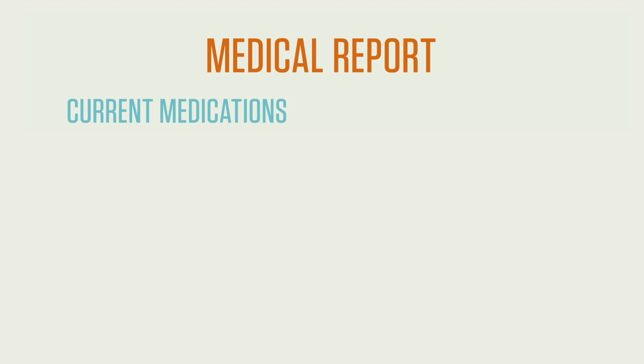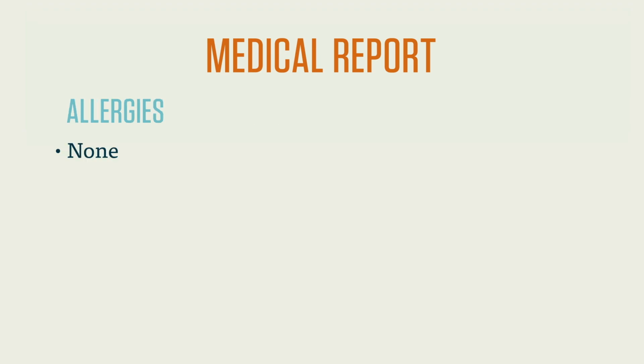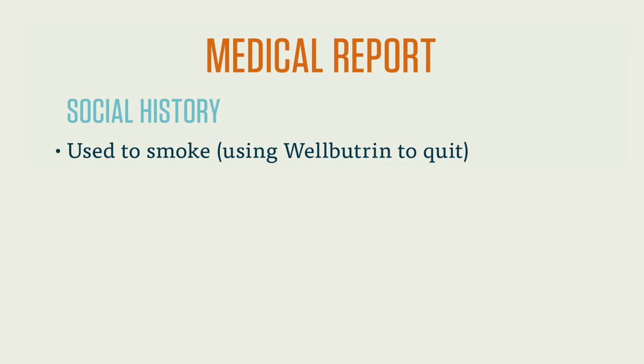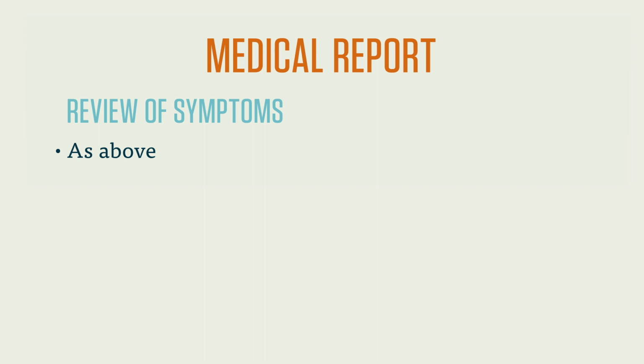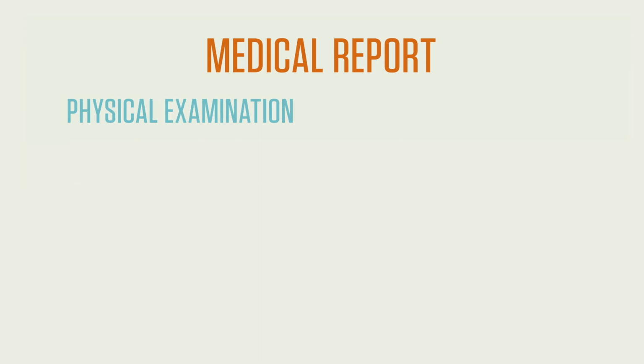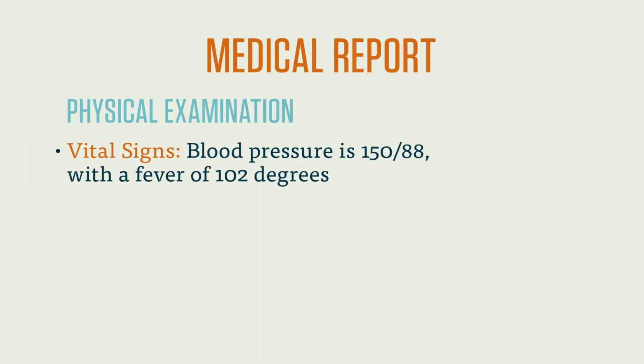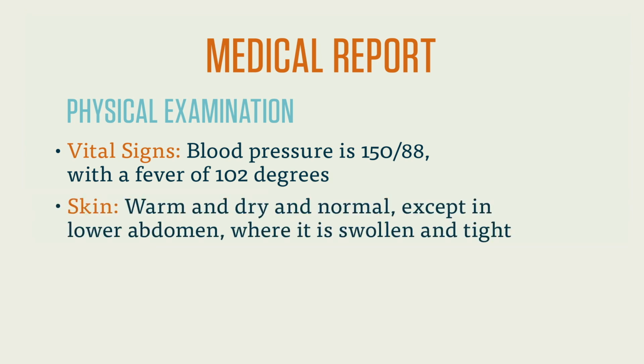Current medications: Wellbutrin 5 mg daily. Allergies: none. Social history: used to smoke, using Wellbutrin to quit, and does not drink. Review of symptoms, as above. Physical examination. Vital signs: blood pressure is 150/88 with a fever of 102 degrees. Skin: warm and dry and normal except in lower abdomen where it is swollen and tight.